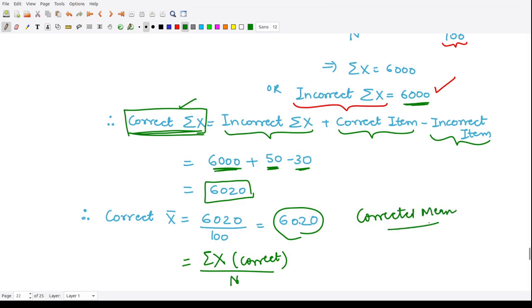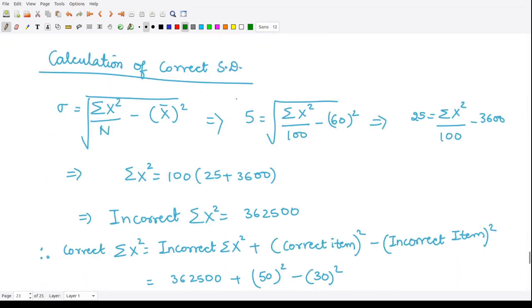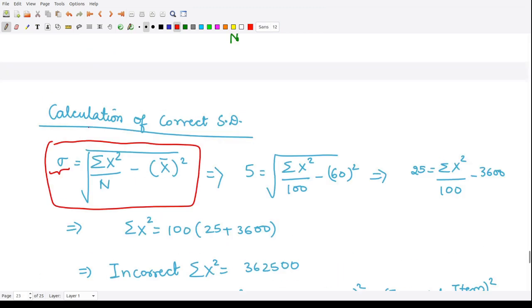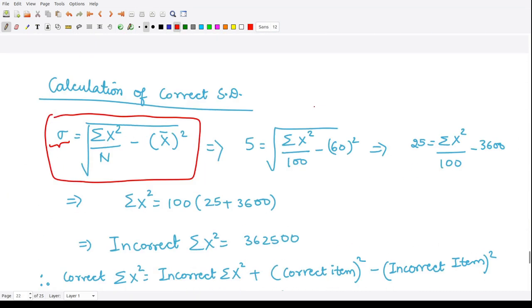Similarly, we can also calculate it for the standard deviation. For correcting the standard deviation, firstly we will utilize the wrong information. This is the formula for standard deviation. We know sigma is equal to the square root of summation x square divided by n minus x bar whole square. And you know the incorrect value of standard deviation in the question is given to be equal to 5.